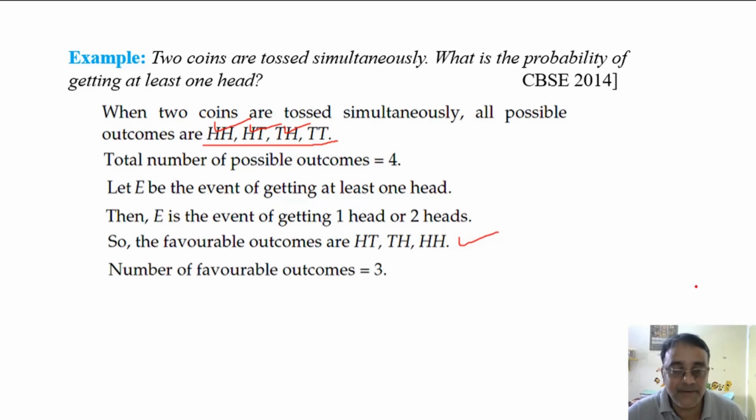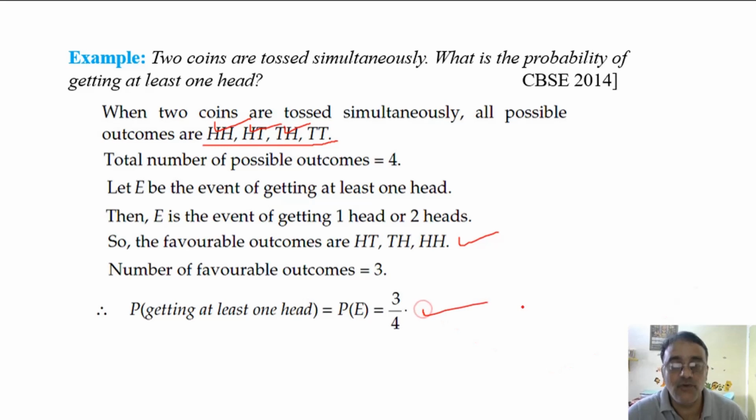So what is the probability? 3 by 4. Right, 3 by 4. इसको हम लोग डायरेक्ट भी कर सकते हैं. कैसे? इतना स्टेप लिख के नंबर ऑफ फेवरेबल आउटकम्स 3 और डायरेक्ट यहाँ पे एंड कर सकते हैं. Then also you will get full marks.